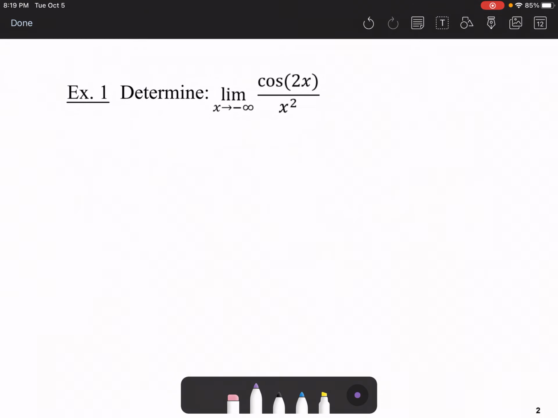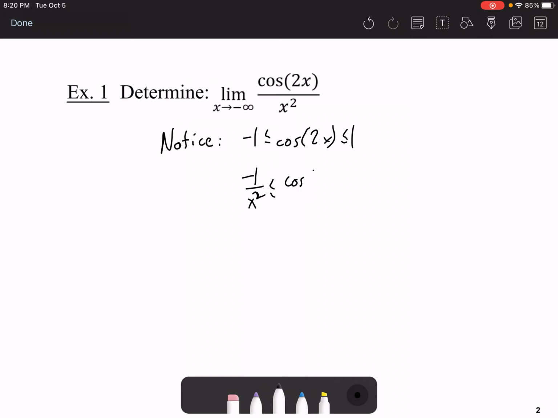So let's use this in this context right here. First of all, notice that cosine of 2x is between the values of -1 and 1. Moreover, if that's the case, -1 over x squared is less than or equal to cosine of 2x divided by x squared, which is less than or equal to 1 over x squared.